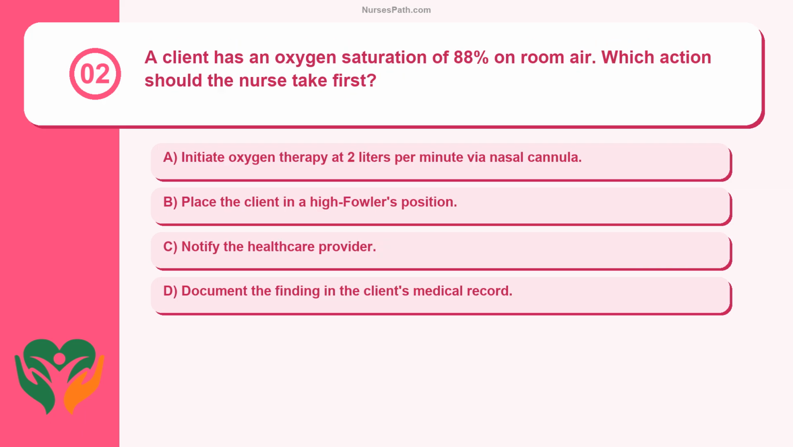Question 2. A client has an oxygen saturation of 88% on room air. Which action should the nurse take first? A. Initiate oxygen therapy at 2 liters per minute via nasal cannula. B. Place the client in a high Fowler's position. C. Notify the healthcare provider. D. Document the finding in the client's medical record.